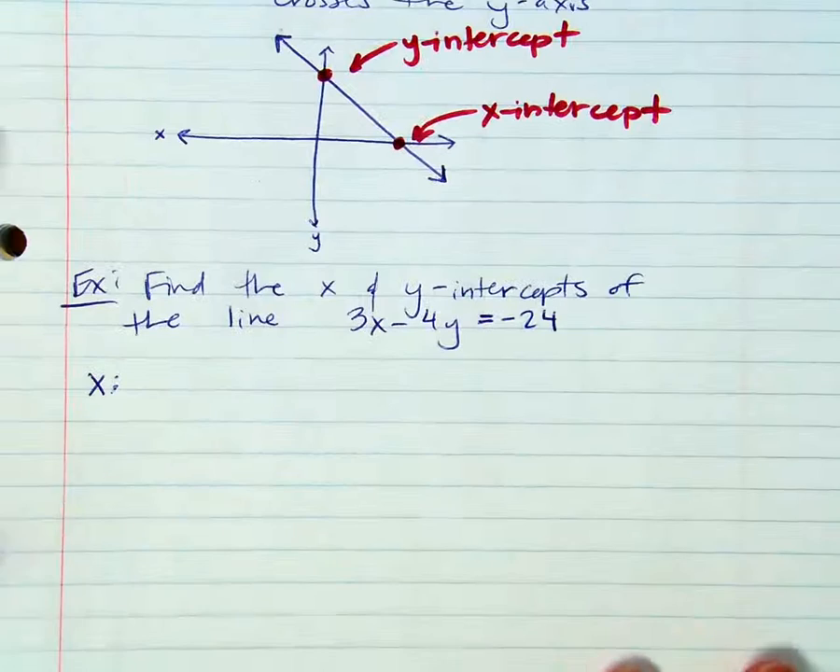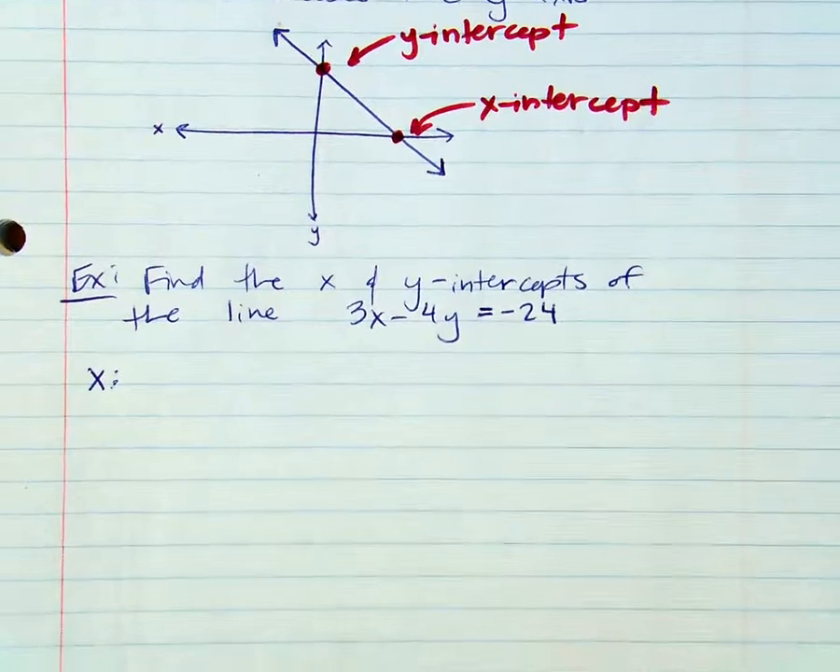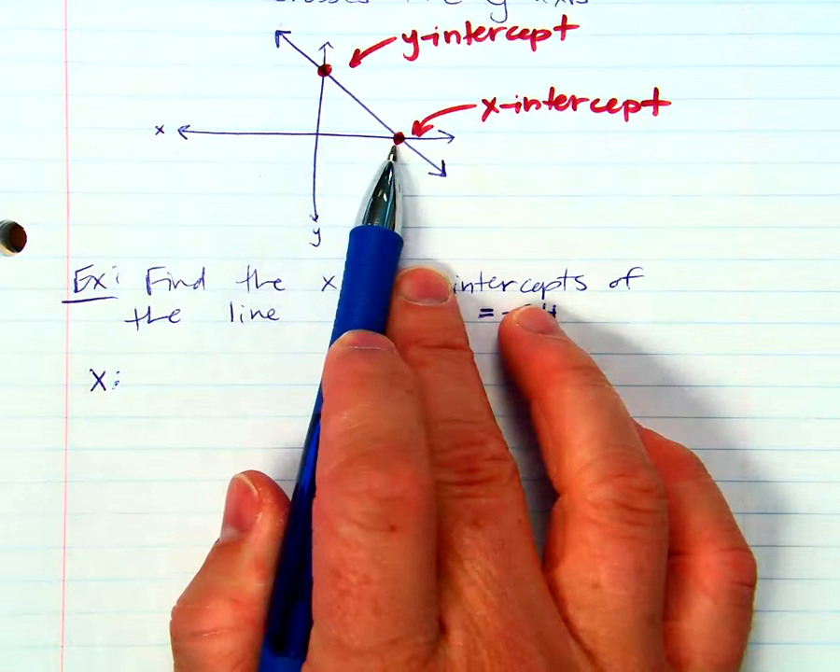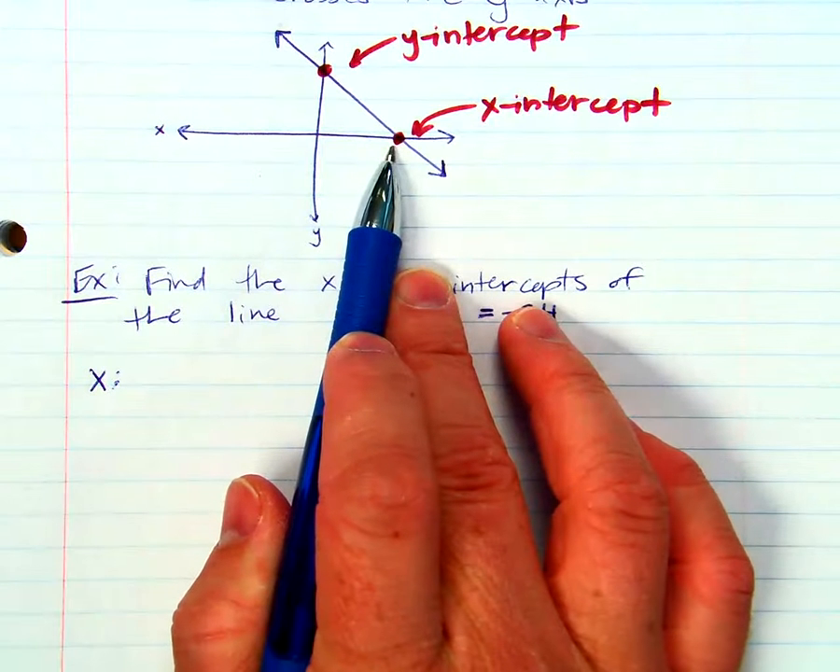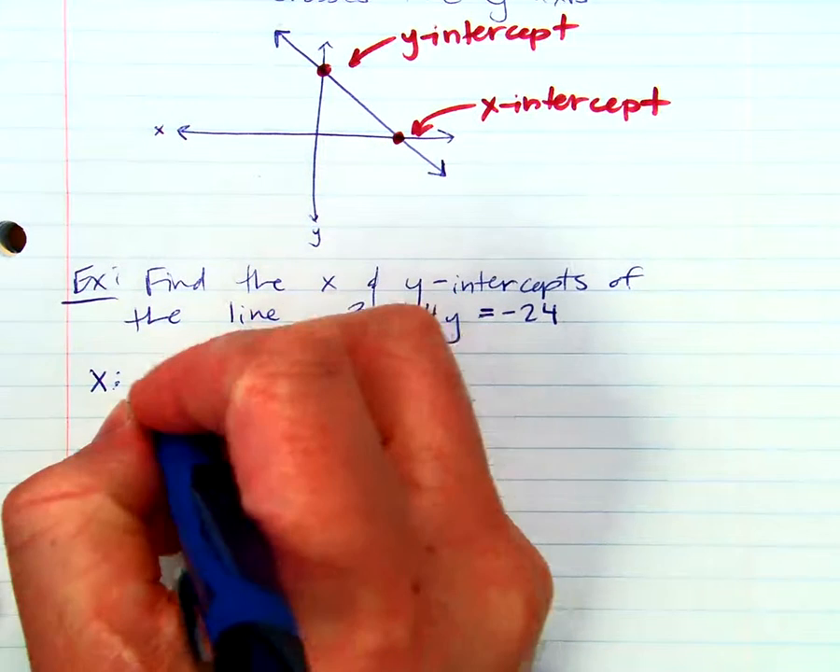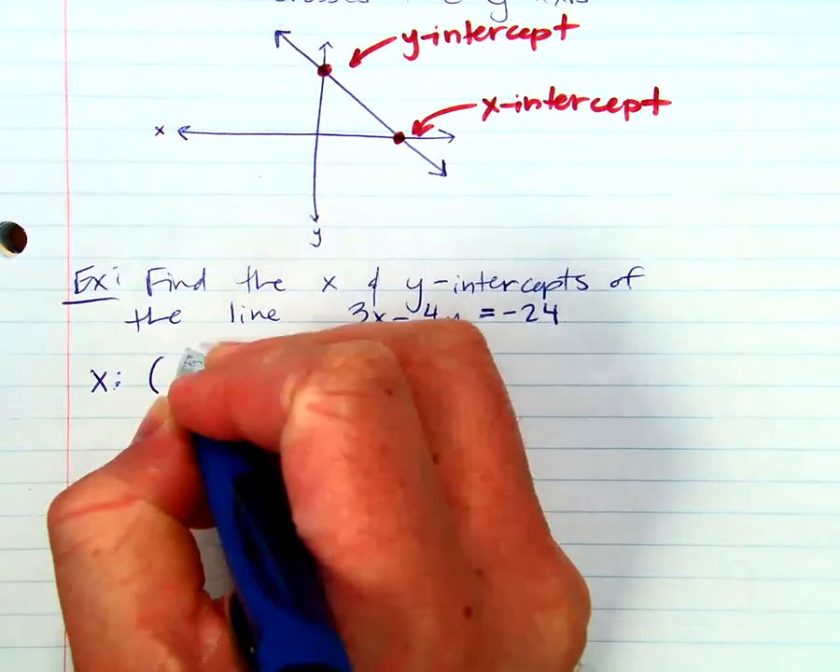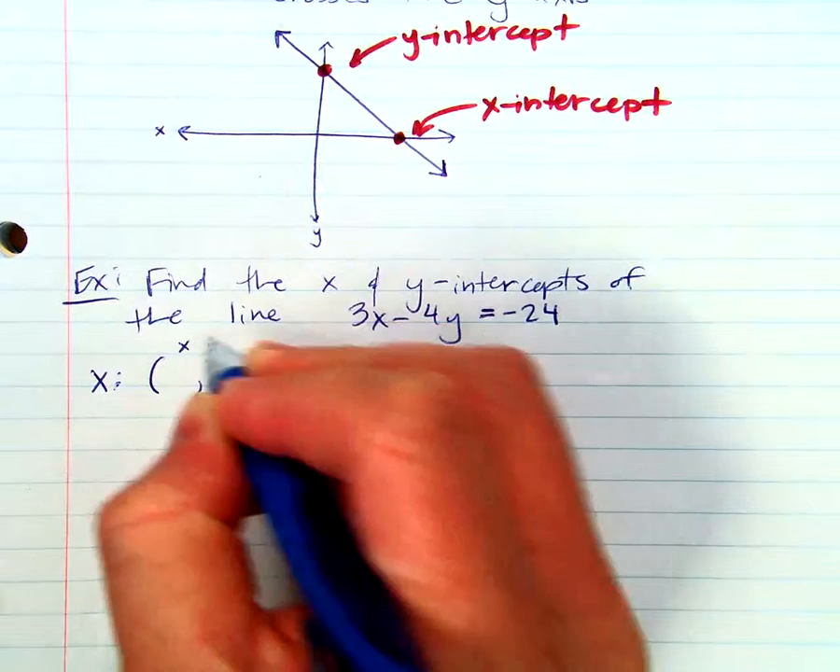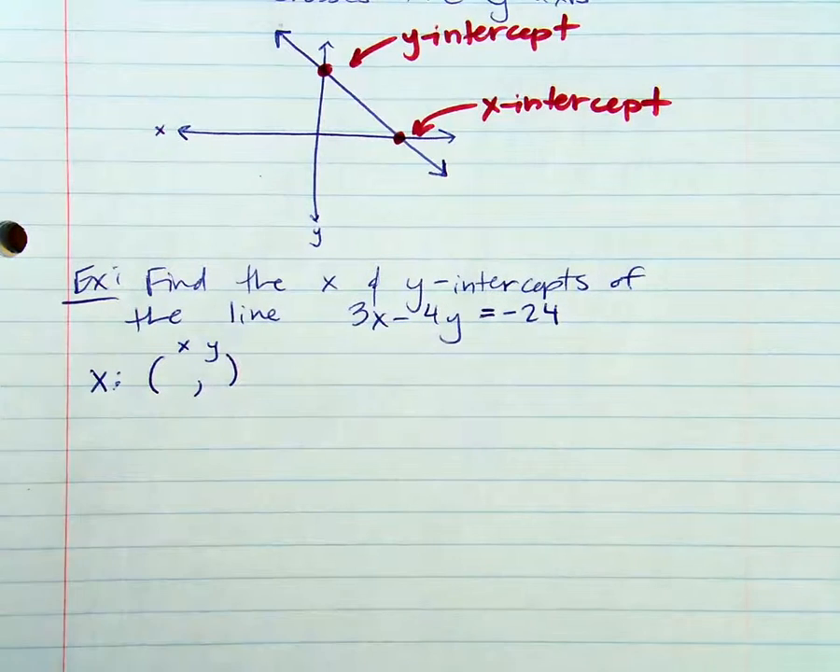If we look back at the diagram we did above, the x-intercept is right here on the x-axis. Now this is a point. Everyone agree? It's a point on the line, which means that we want something that is going to be x, y. So we are looking for a point. We're looking for the one point where this line would cross the x-axis.